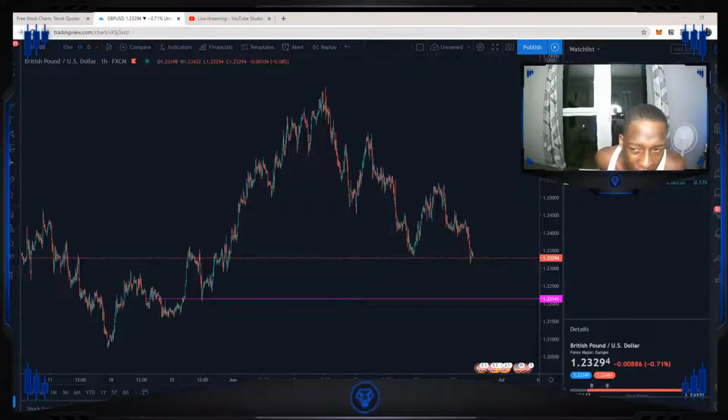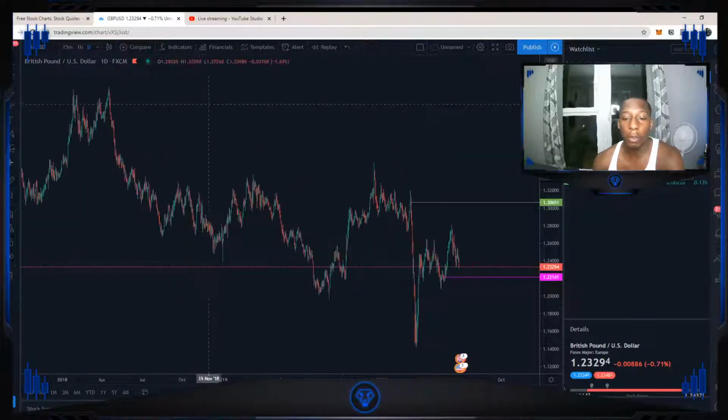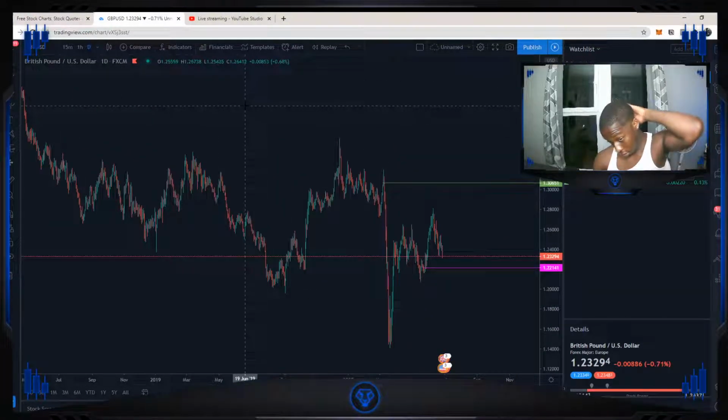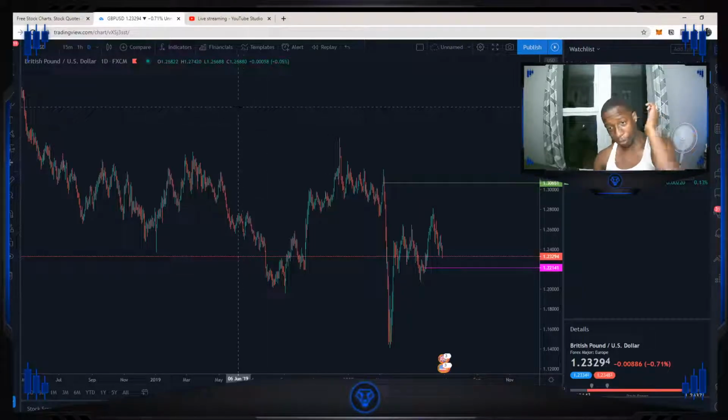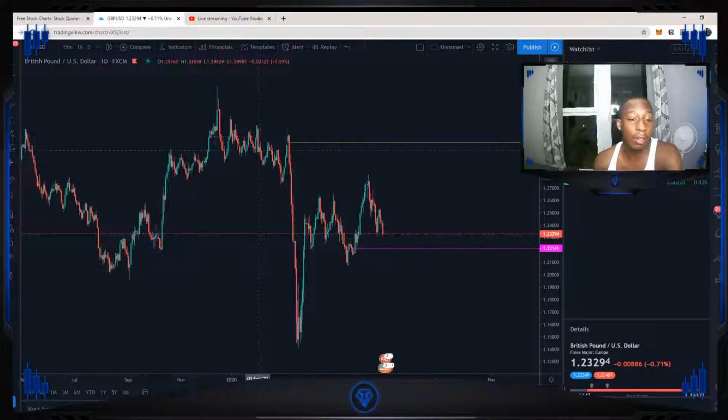But for now, I'm just going to start on GBP USD and just look at what direction the market is going in so you guys can look for some trades. So as always, let's go from a daily time frame. Might as well start fresh, because there's barely anything on the chart.